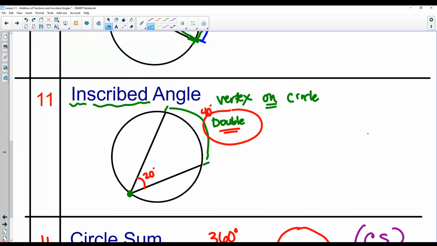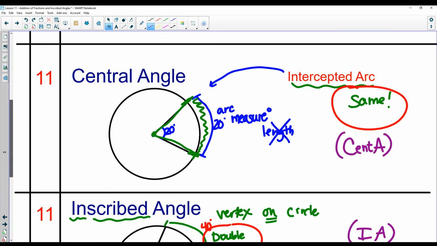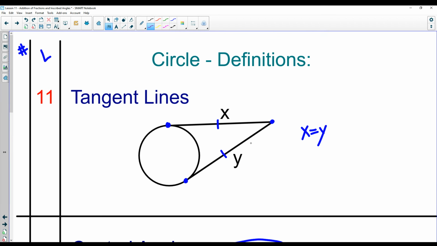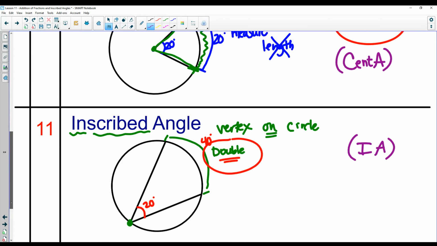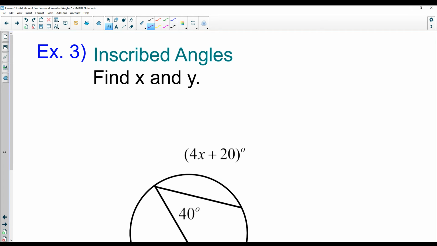Let's go back. Inscribed angle, IA. Central angle, we already have CA, don't we? A couple times. So we had corresponding angles and we had complementary angles. So this one we're going to go like this: Cent A, central angle. Okay, that top one, do we need to justify here? We do not need to justify because this has to do with line segments. We only justify when we are solving for angles. Central angle, the inscribed angle, and circle sum. So with that, let's do an example. Example 3, find x and y.